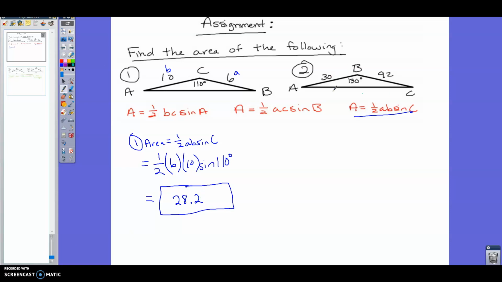Okay, so we're going to find the area of this one now. This one they gave us angle B, so we want to use this middle equation here. The way we can tell is the angle they gave us. So the area is 1/2, across from angle A is side A, across from angle C is side C. We're going to replace the A with 92, the C with 30, and multiply that by the sine of the angle, which is 130.